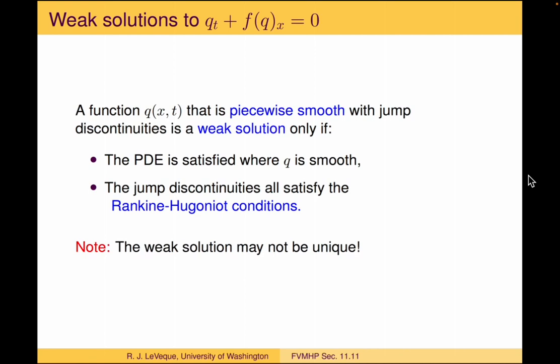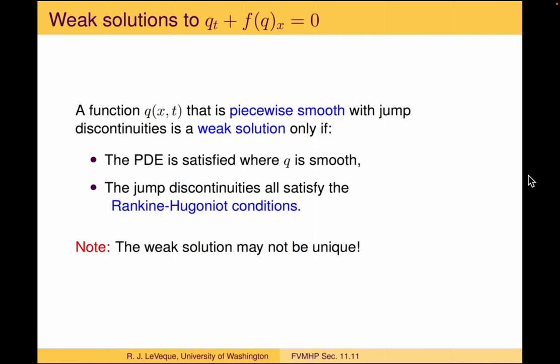Let me also note, though, that the way we've defined weak solutions, it's not always true that there's a unique weak solution, as we'll see, especially in the case of rarefaction waves that can form from discontinuous initial data. There may be more than one or even infinitely many functions that are weak solutions in the sense we just discussed.